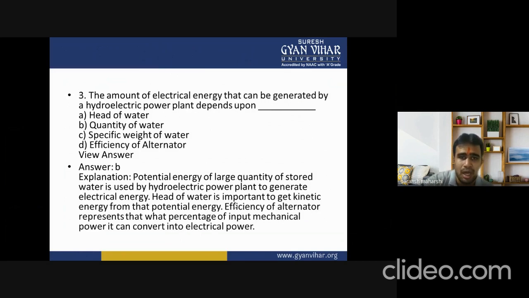Question number third. The amount of electrical energy that can be generated by a hydroelectric power plant depends on: option A, head of water; option B, quantity of water; option C, specific weight of water; or option D, efficiency of alternator. So the correct answer is option B, quantity of water.